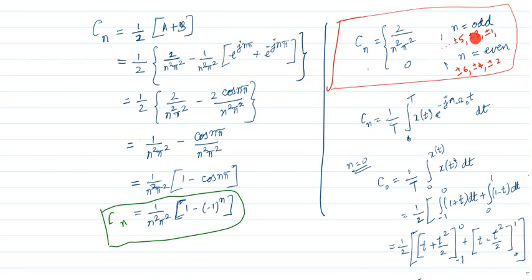When n is an even number, like plus or minus 2, plus or minus 4, plus or minus 6, plus or minus 8, if you put 2 here, what happens? 1 minus minus 1 square is 1, so 1 minus 1 is 0. If you put 4, minus 1 power 4 is 1, so 1 minus 1 is 0. Whatever even number you put, this will become 0. So we got Cn for n equal to odd, this value, and for n equal to even, this value.